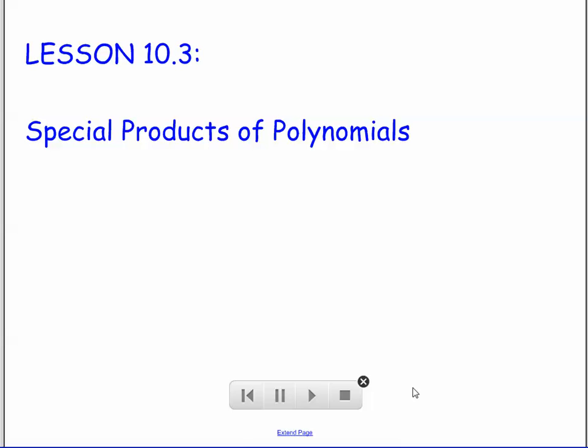Okay, today we're going to continue Chapter 10 with Section 3, Special Products of Polynomials. If you're the kind of person that likes shortcuts, then this lesson is definitely for you. The object of today's lesson is to multiply polynomials, certain kinds anyways, without showing any work whatsoever. So, major shortcuts. Here's what we're talking about.